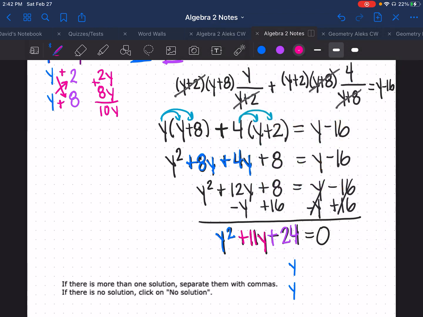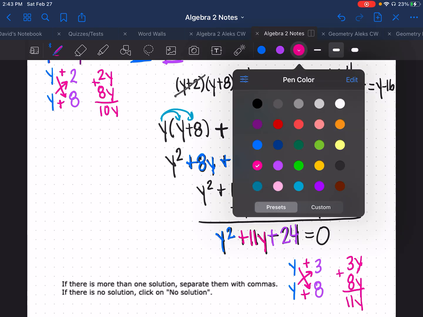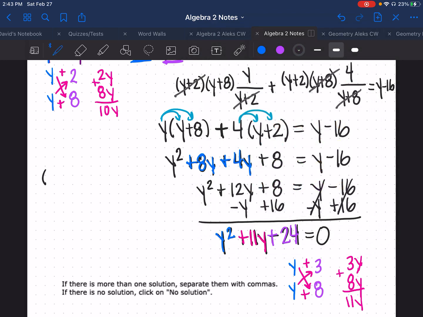So let's think. 1 times 24? No. 2 times 12? 14, that's close. 3 times 8. There we go. 3 times 8, because 3y plus 8y is going to give me the 11y that I need. So there are my two terms. And what I have now is y plus 3 times y plus 8 is equal to 0.